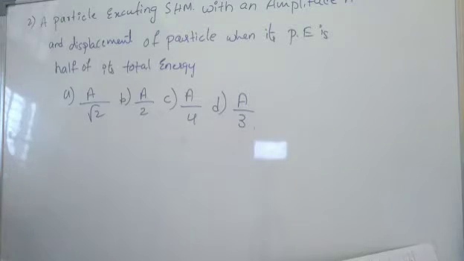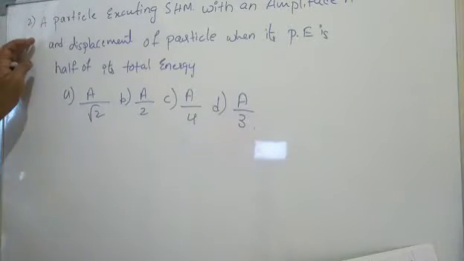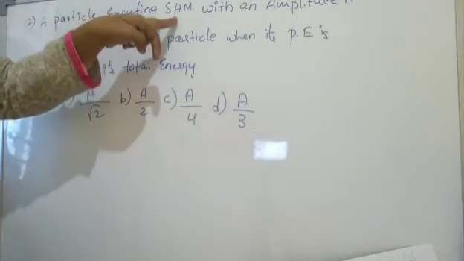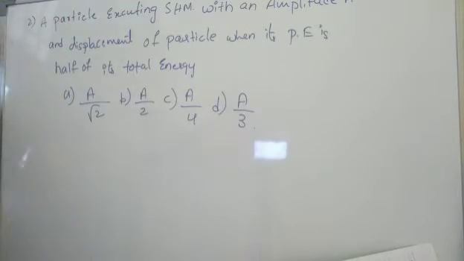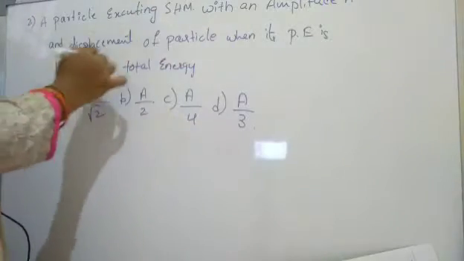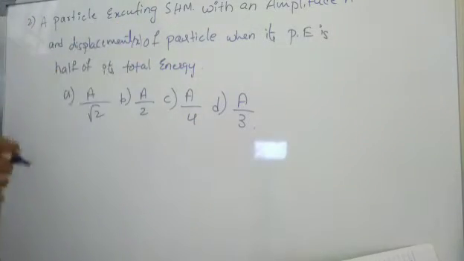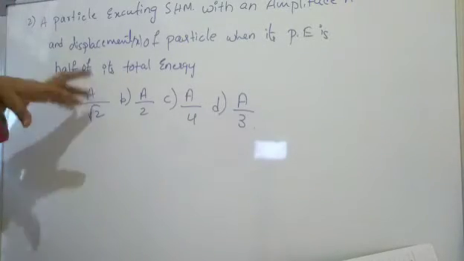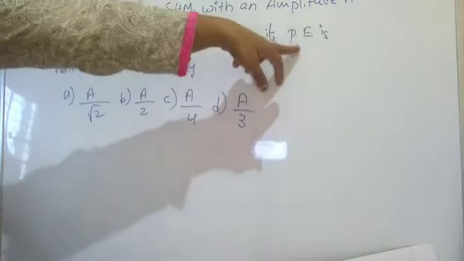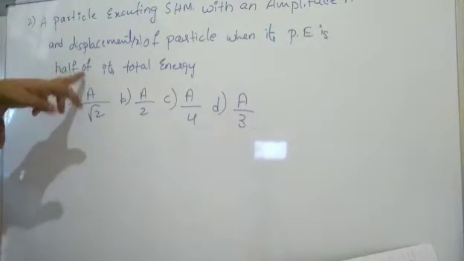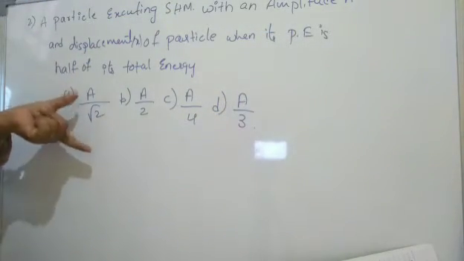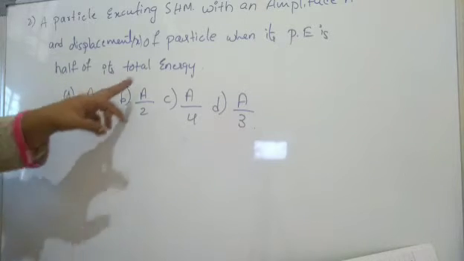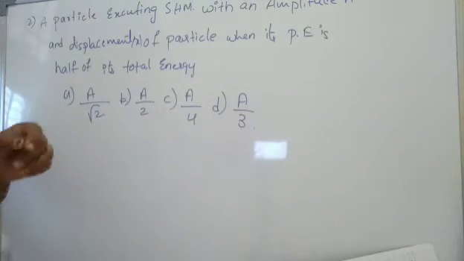In the first problem, a particle is executing simple harmonic motion with an amplitude a and displacement, say for example x. They may take displacement as y or x, depending upon their choice. Find the displacement of the particle when its potential energy is half of its total energy. Then options are given here: a by root 2, a by 2, a by 4 and a by 3. So let us go ahead with the solution.